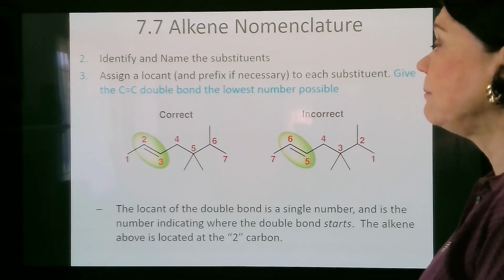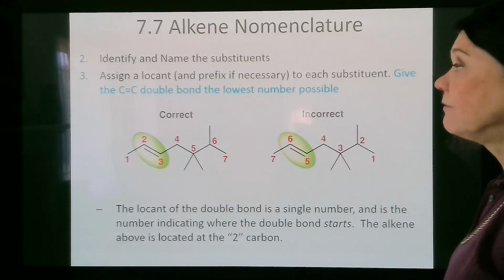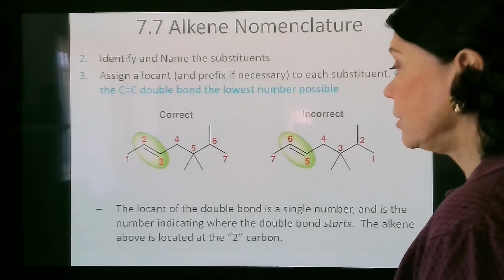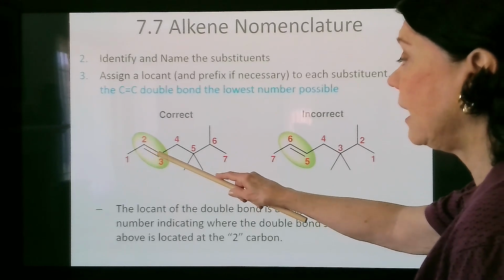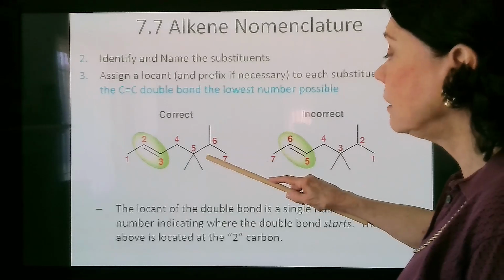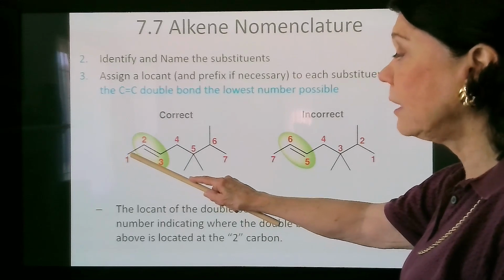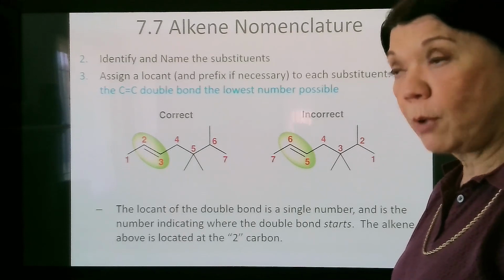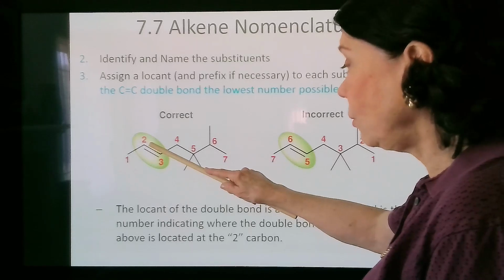You must identify and name the substituents. So here we go on our numbering again. The first thing that you have to do is to look to see where is your highest priority group. And in this molecule, it's going to be the carbon-carbon double bond, the alkene functionality. That's your highest priority. You have 1, 2, 3 methyls. So you must start numbering from the end that gives your double bond the lowest possible number. So this is going to be 1, 2, 3, 4.